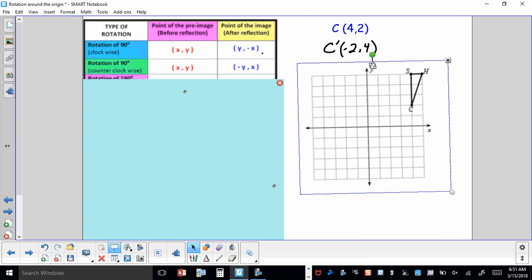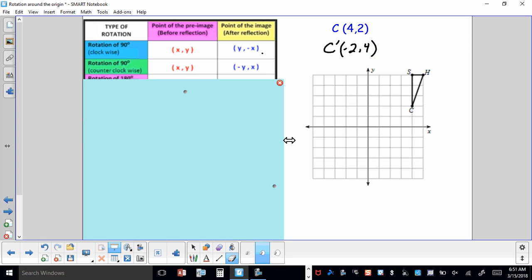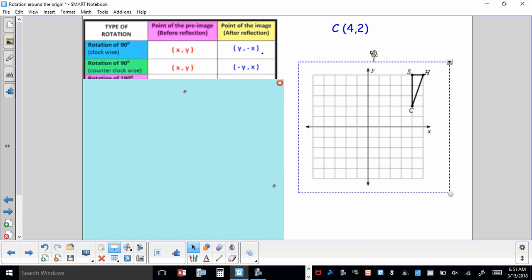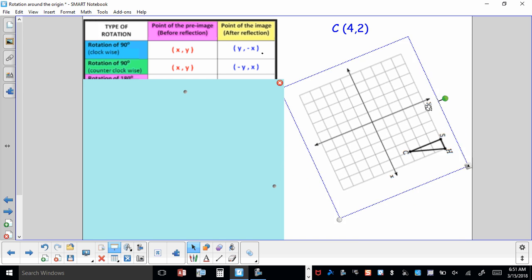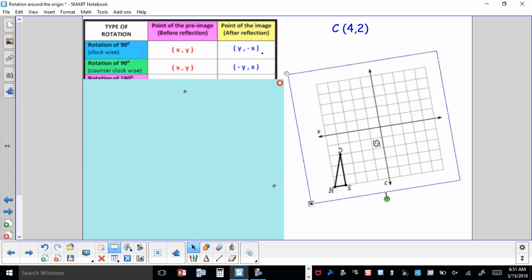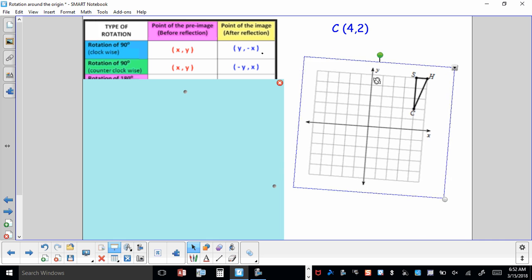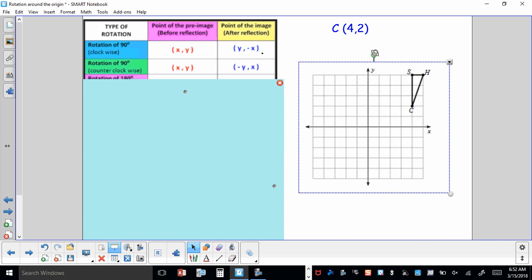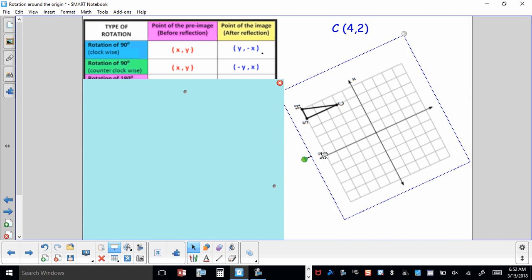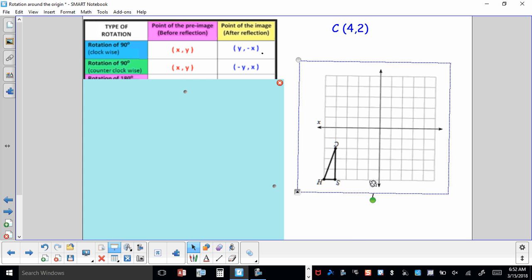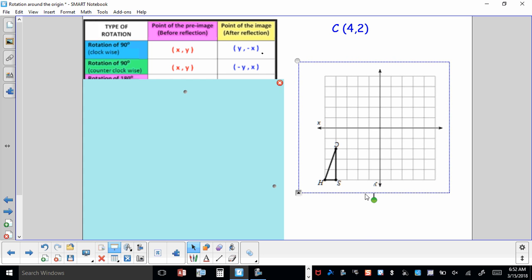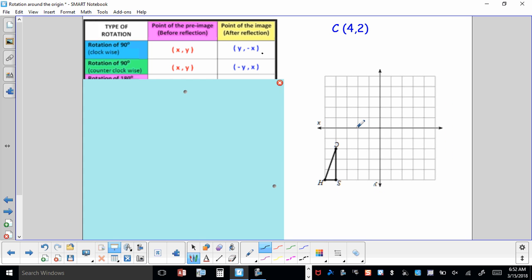And our last rotation will be 180 degrees. So you don't need to know whether you go clockwise or counterclockwise, because when you go 180 degrees, you're going halfway around. So here is 90 degrees, 180 degrees. So I landed there, and had I gone counterclockwise, that's 90 degrees, 180. So it doesn't matter which direction with 180 degrees because you're going halfway around.